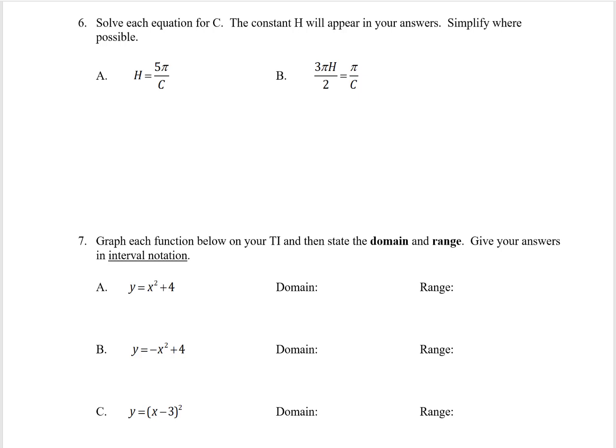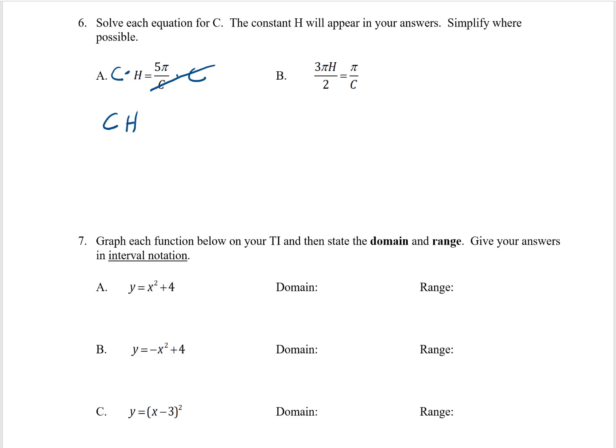Problem number 6, I want to solve each equation for c in terms of the other letters in the problem. That just means get the c by itself and everything else on the other side. It looks like in letter A I should start by clearing the fractions. So I'll multiply both sides by c to get rid of that.